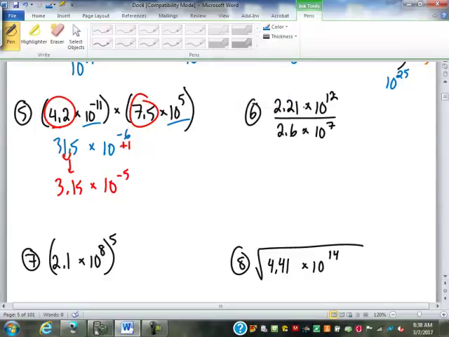Over here, we're dividing. And when we divide the counts, 2.21 divided by 2.6 is 0.85. Then we divide the names. 10 to the 12th divided by 10 to the 7th is 10 to the 5th. 12 minus 7 is 5.